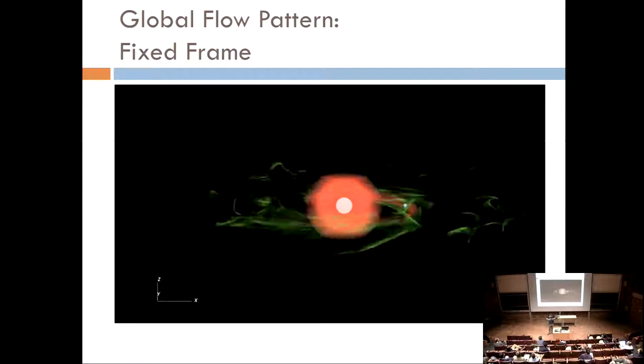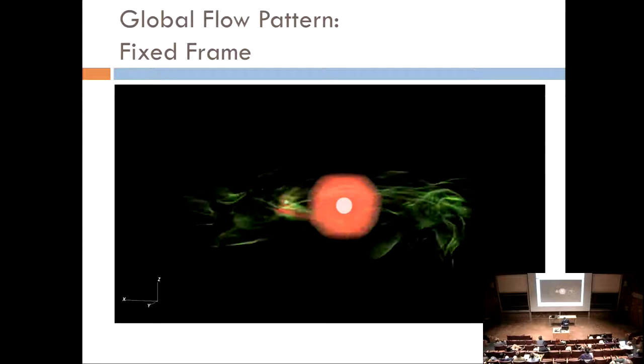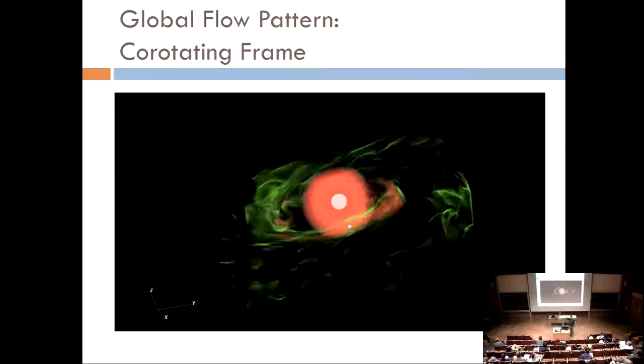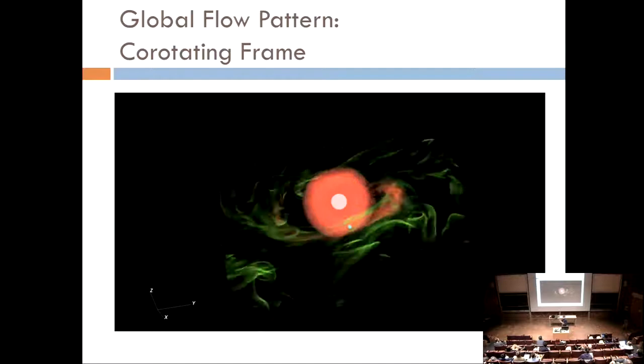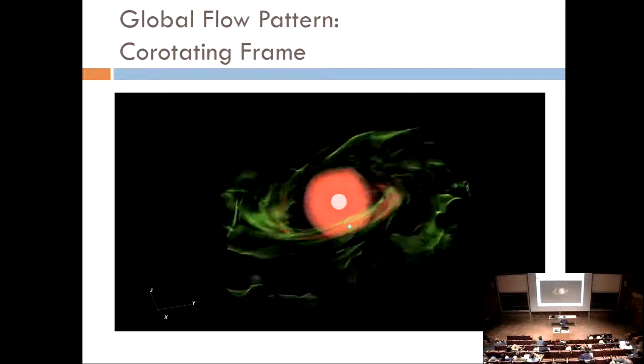Maybe a better way of looking at this is in the co-rotating frame of the planet. The wind is not expanding in three dimensions. It ends up going into orbit around the star. You end up with a loose torus of material orbiting the star. This was really remarkable. This is not what we expected.